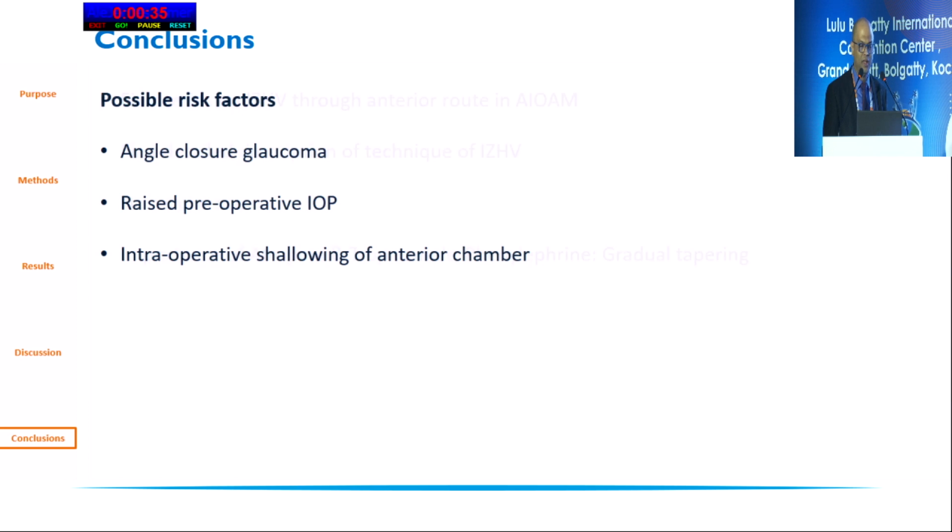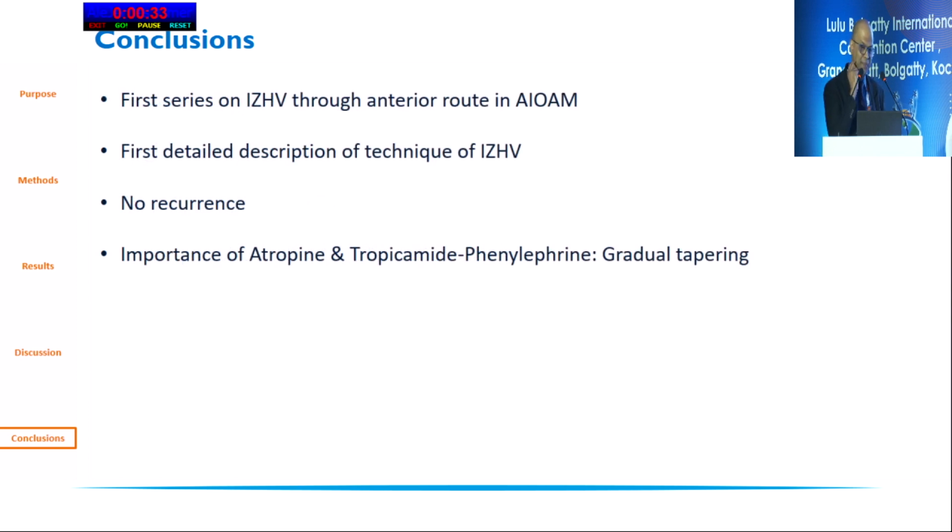It is a small series with short follow-up, and this happens to be the first series on anterior approach IZHV for acute misdirection. This is also the first detailed description of the technique of IZHV. We did not have any recurrence in any of these patients for this rare disease. I believe a large part of it depends on the atropine and phenylephrine tropicamide combination that we used postoperatively.